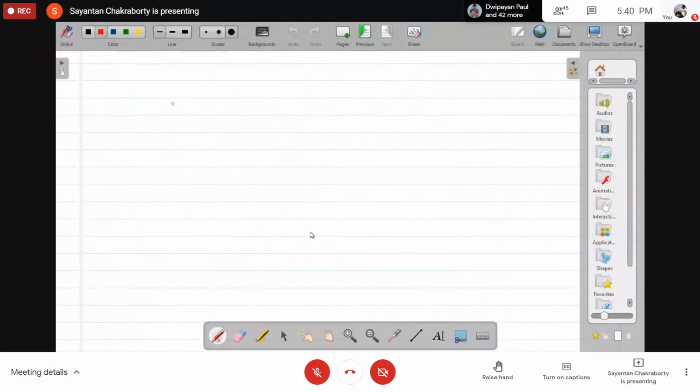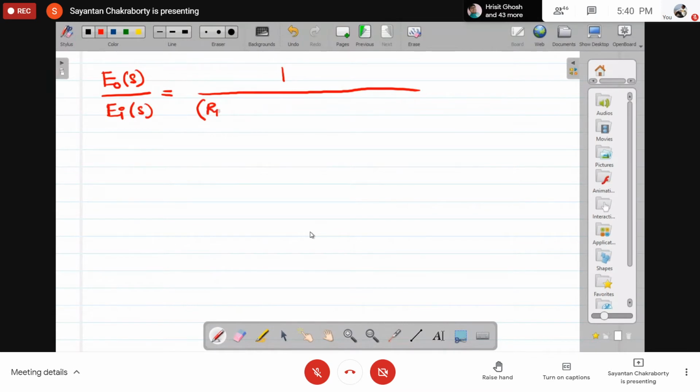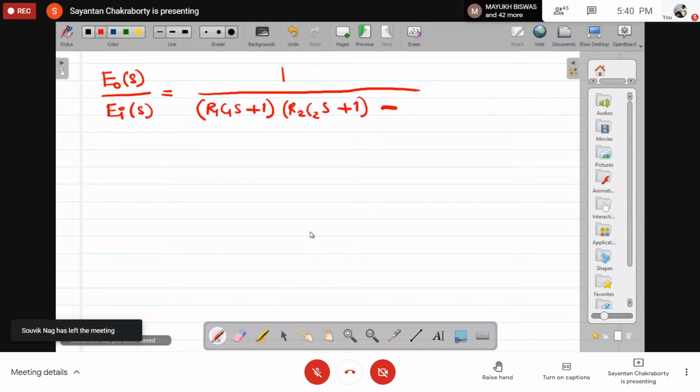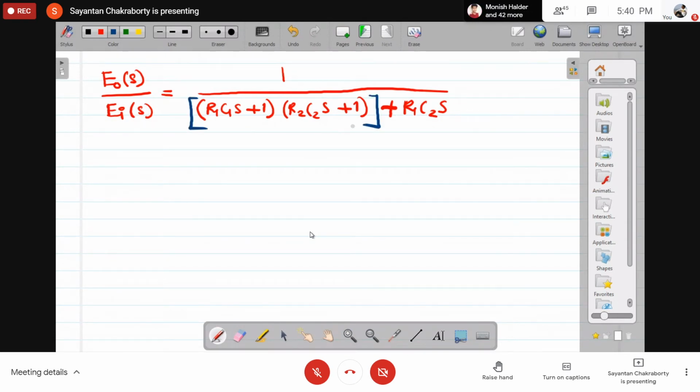I'll just write down the transfer function, and you have to check it. No need to submit, just check for yourself. This will come out to be 1 upon... See, up to this it was okay. Had the R1 C2 term not been there, it should have been like a cascade combination of these two parts.